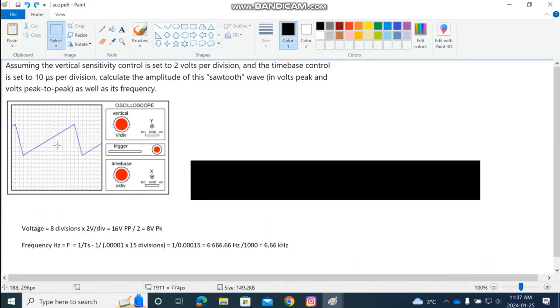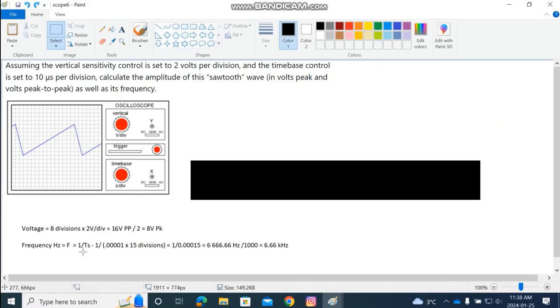Well, we're looking at amplitude, so we're looking at the voltage. So we're going to count our divisions. 1, 2, 3, 4, 5, 6, 7, 8. There's 8 divisions, and each division equals 2 volts. So 8 divisions times 2 volts is 16 volts peak to peak. So I can divide that by 2 to give me my 8 volts peak. Because I want to find out what my frequency is here.